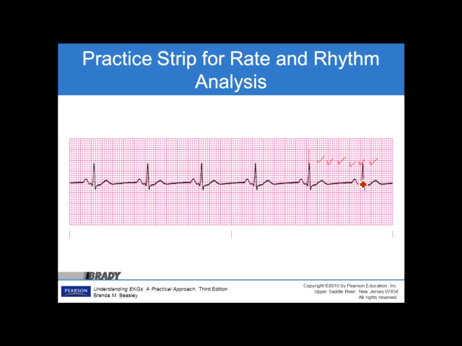And then we can do the count and multiply by 10. This is a 6-second strip. So 1, 2, 3, 4, 5, 6, and there is a P wave associated to every QRS. So 60 beats per minute.